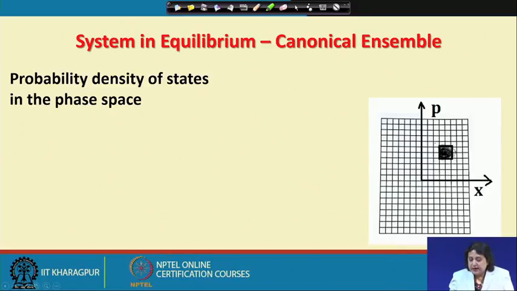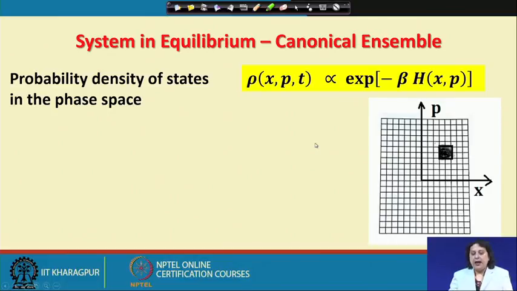So, let us look at this small cloud of points in the phase space I have shown here, and I would say that the probability density of states here is given by a term like this, which is rho. Rho is the probability density, not the number density or the mass density. So, rho is given by this particular expression e to the power of minus beta h, where h is a function of the phase space variables x and p, and h is the classical Hamiltonian of the system.